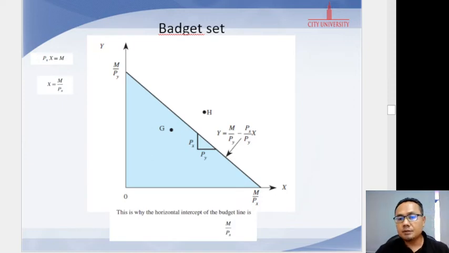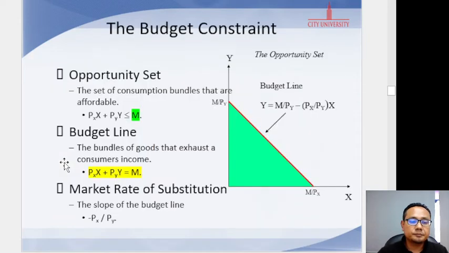So similarly, if the consumer spends his or her entire income on good Y, then PyY equals M, or Y equals M by Py. So the slope of the budget line is given by minus Px by Py, and that represents the market rate of substitution. The slope of the budget line represents the market rate of substitution.